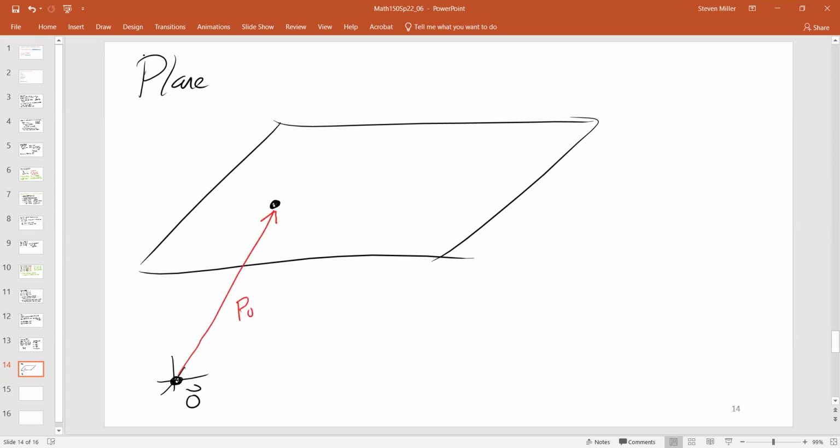Here's my vector P naught. So this is my initial point. And now if I'm in a plane, as long as I take two directions that are different in the plane, I can get to any point in the plane.